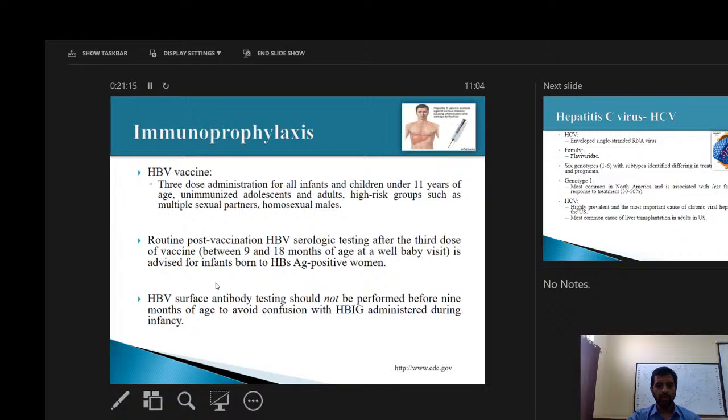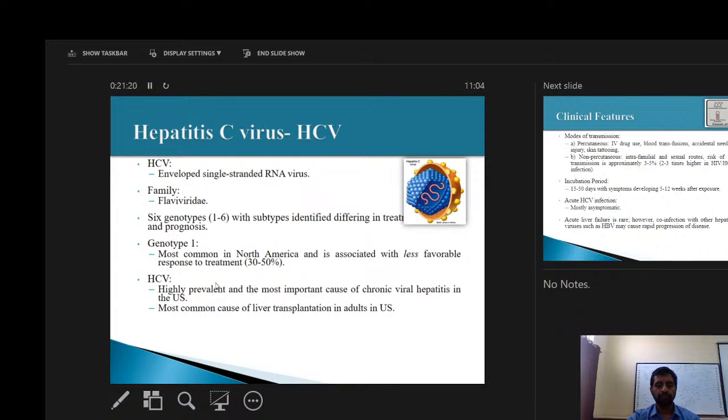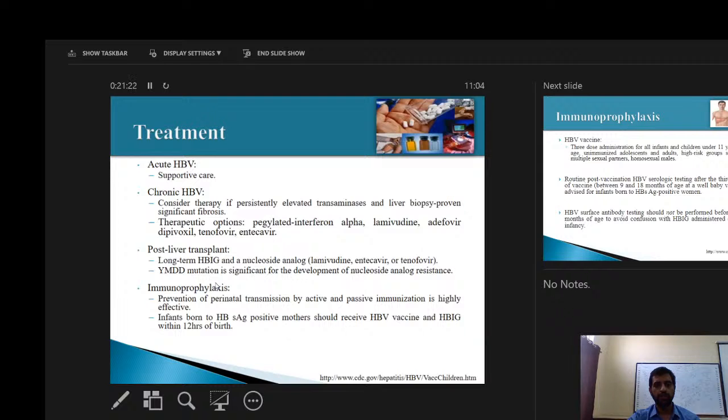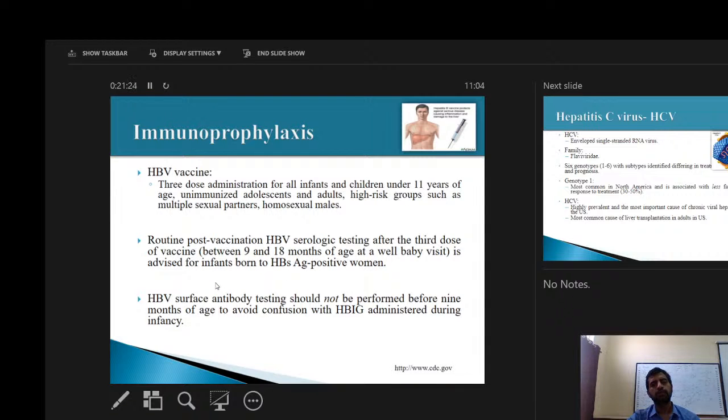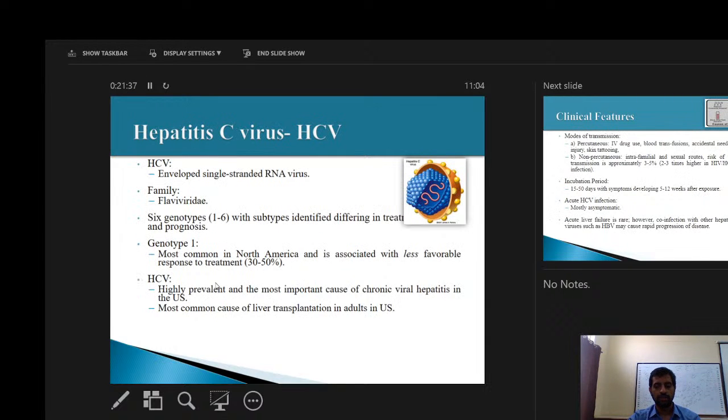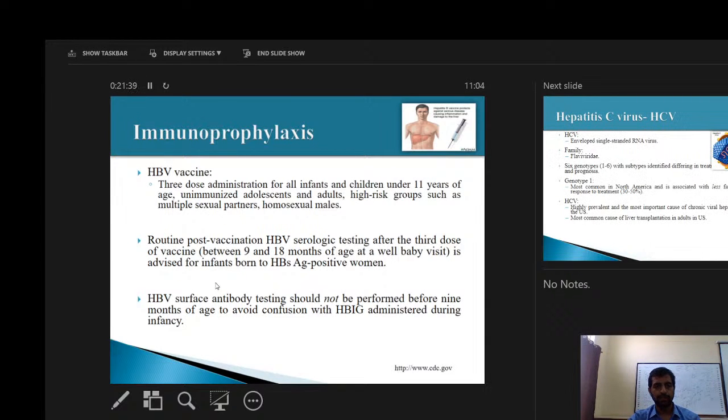So coming to... okay. That's about the immunoprophylaxis. And also you give immunoglobulin in high-risk patients, like somebody having chronic renal disease. These patients' immunity is low. In that patient, you give hepatitis B vaccine, double the dose. So that's about hepatitis B.